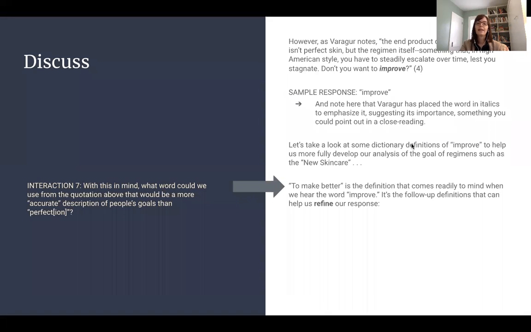Okay, so "to make better" is the definition that comes readily to mind when we hear the word improve, right? It's really these follow-up definitions that can help us refine our response and take it another step or two further. Okay, so this idea of improving mental capacity, improving our intelligence, and also achieving or producing something better than.